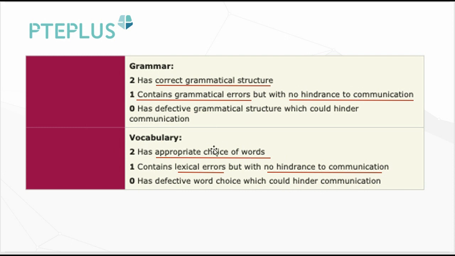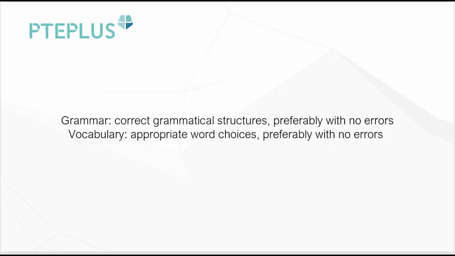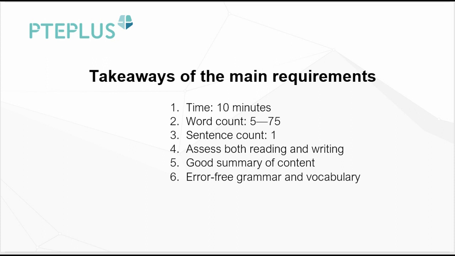So what does appropriate choice of words mean? We'll be talking about that more in detail in later sessions. So in conclusion, for grammar, we want correct grammatical structures with no errors, and with vocabulary, we want appropriate word choices, preferably with no errors once again. So the takeaway from the main requirements are: 1, we have 10 minutes allocated for this particular task. We have between 2 to 3 questions, depending on the individual examination.